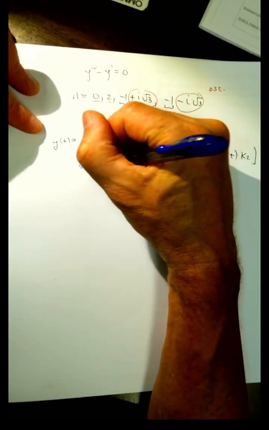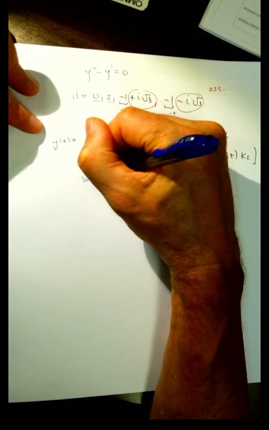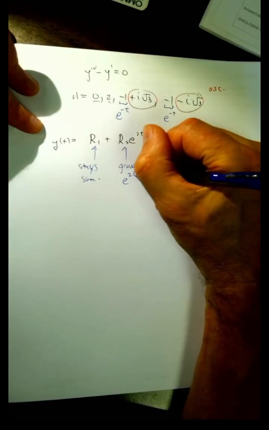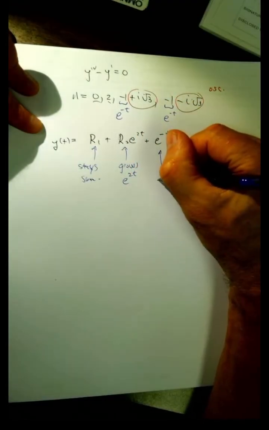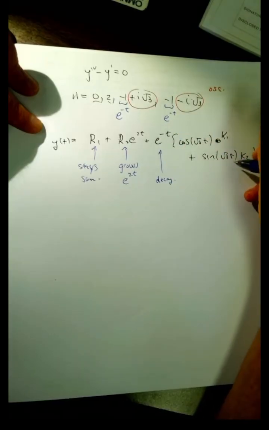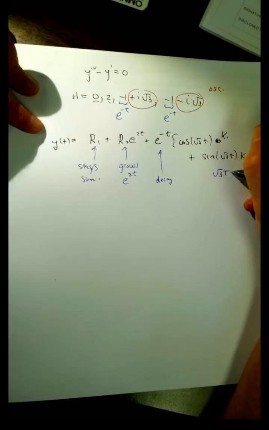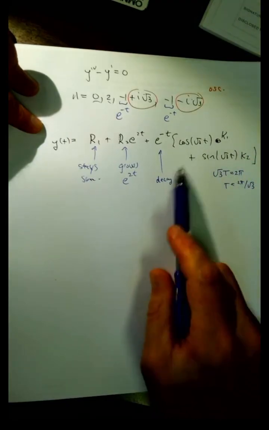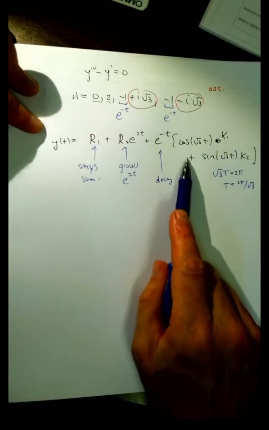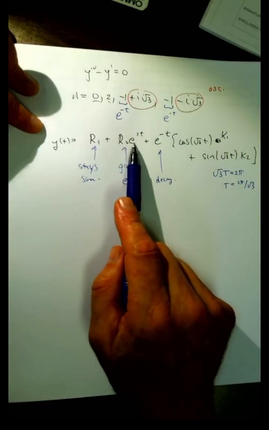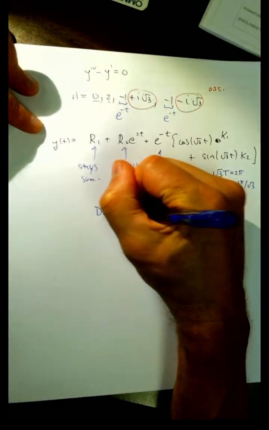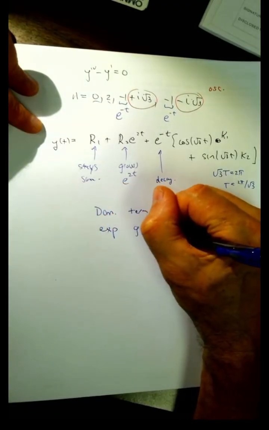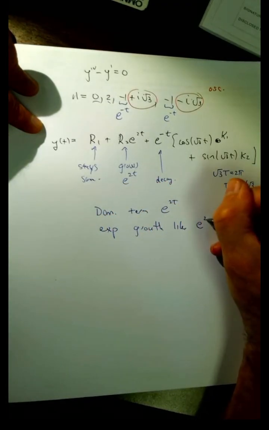So nothing happens to the constant. This grows like e to the 2t. The amplitude here is going to decay, and I'm going to see oscillations where my period is 2 pi over square root of 3. In the long run, however, this is going to go to 0 and essentially can be ignored compared to that. So my dominant term is e to the 2t. So I expect to see exponential growth like e to the 2t.